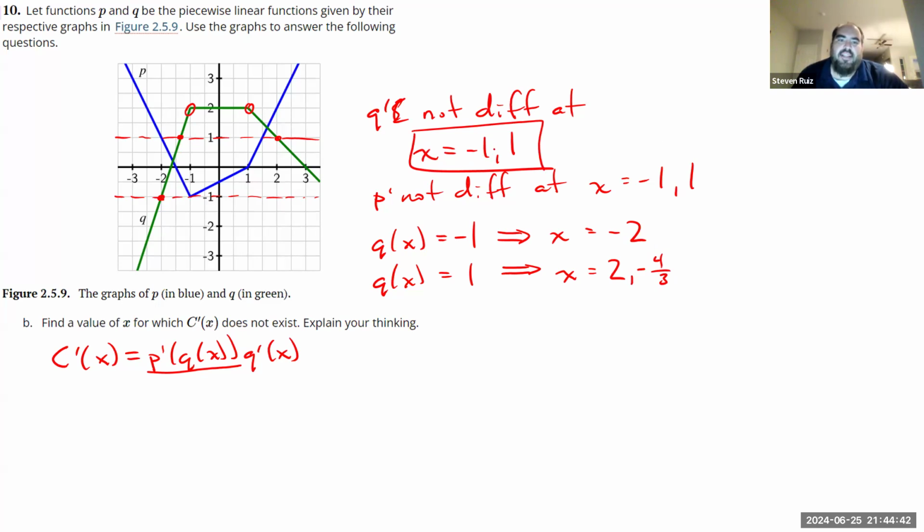-1 and 1 because that's where q is not differentiable. Also, I need to say something here. It's not where q prime and p prime are not differentiable, just where q and p are not differentiable. And we also have these points x equals -2 and x equals 2 and -4/3.